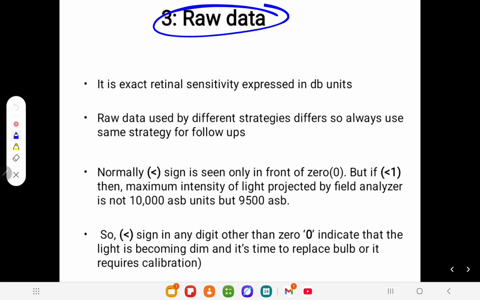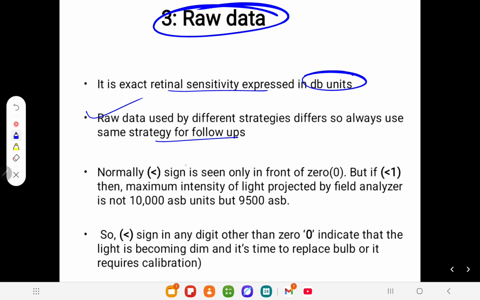So what is raw data? It's basically the exact retinal sensitivity expressed in decibel units. Okay, that's the raw data. Raw data used with different strategies differs, so always use the same strategy for follow-up. Basically it is raw data from which we derive all the things, total deviation plots and everything. And from raw data we derive grayscale too. So raw data is very important, isn't it?